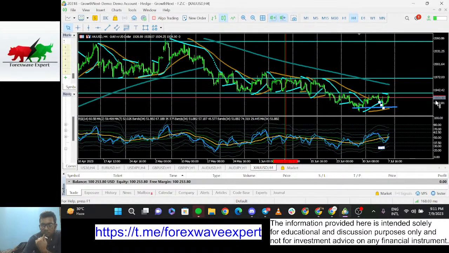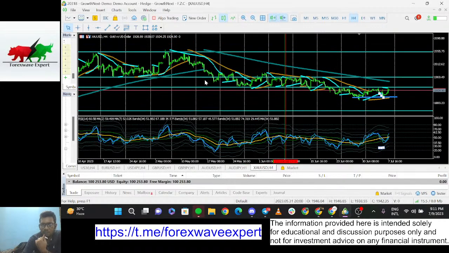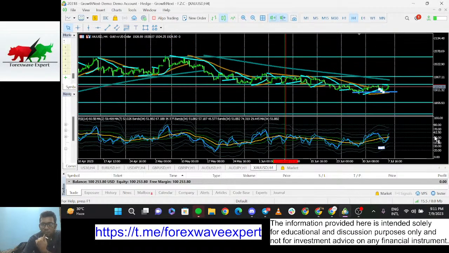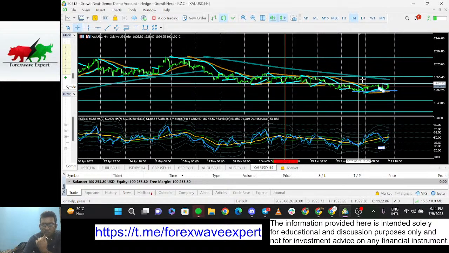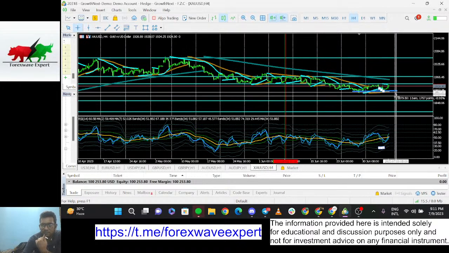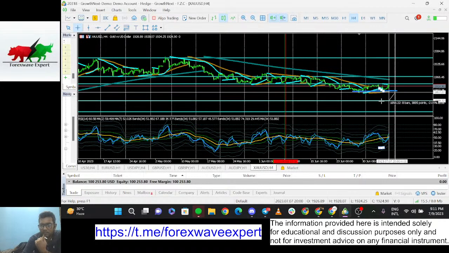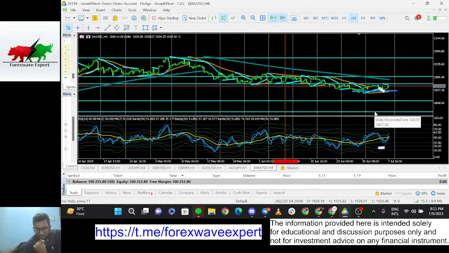So if any candle closes below the 1905 and 1900 zones, what will happen? We are eyeing two targets for the sell side of gold. The first target could be at this level, which is the 1855 level, and the next is the 1810 or 1800 level. So these are our target zones for the bearish side of gold.